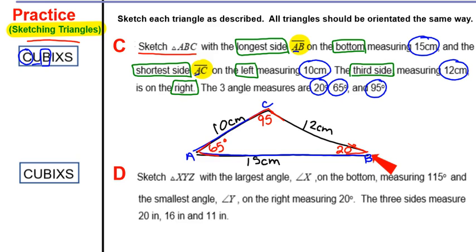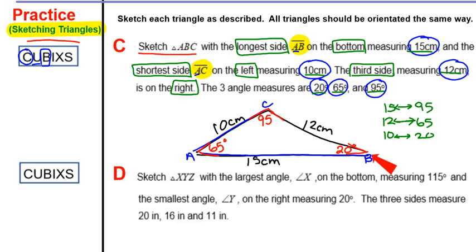Everybody's triangle should look approximately the same. One thing that I think can be helpful is to order your numbers from big to small. So I have 15, 12, and 10. And then I can order my angles from big to small: 95, 65, and 20. And in my triangle, those should be opposite of each other.